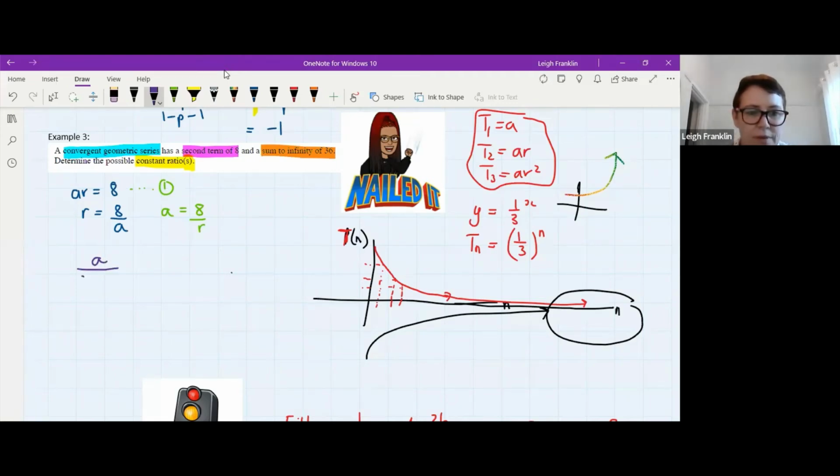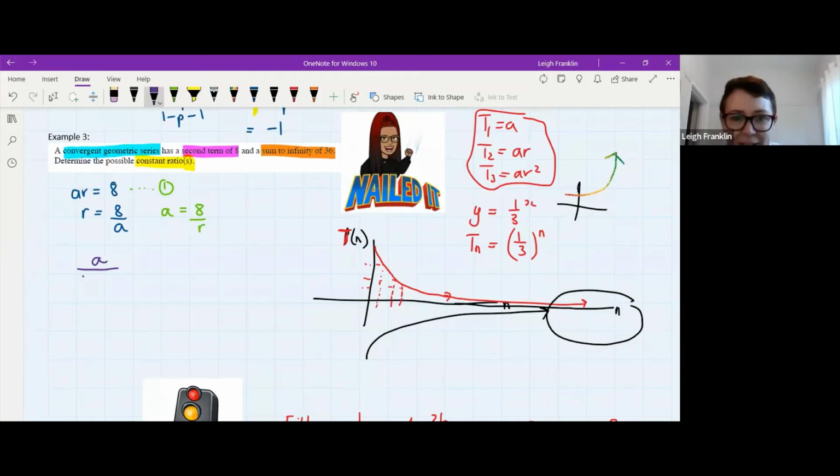The sum to infinity. Okay, Siatemba, go for it. Yes. Please repeat the question again. I didn't hear you. No problem. I said, how am I going to write the sum to infinity is 36 as an equation? Okay, thank you. A over something, all over the page. Do you know how to do that?